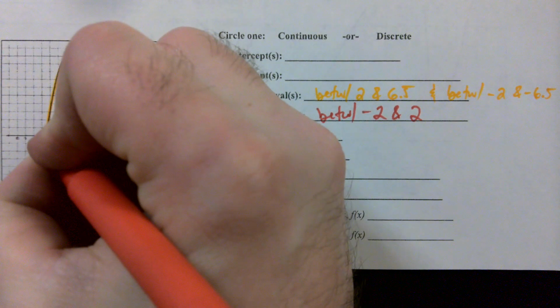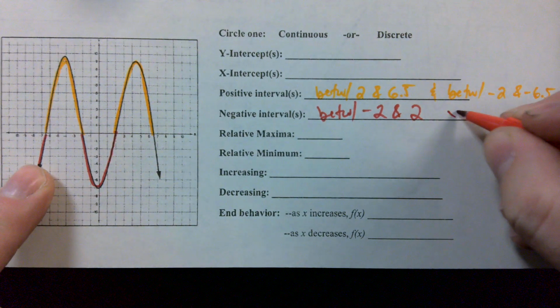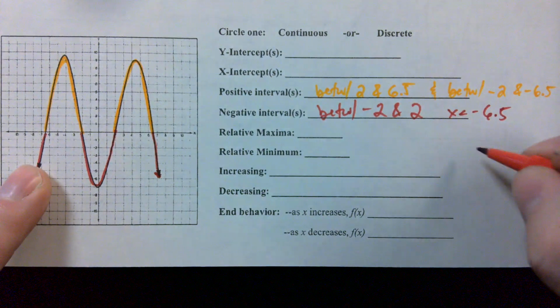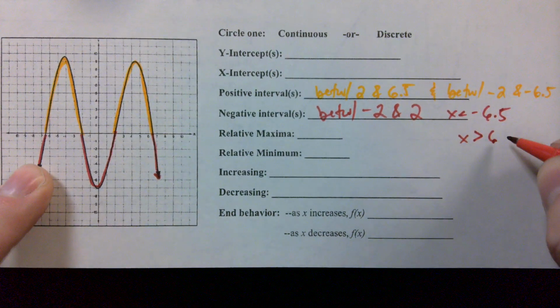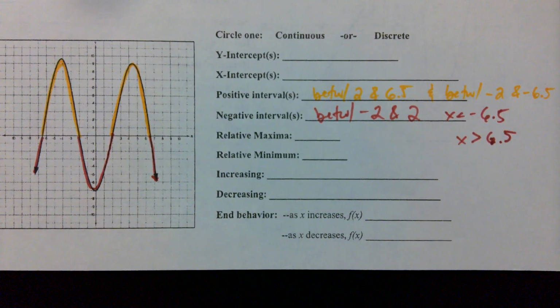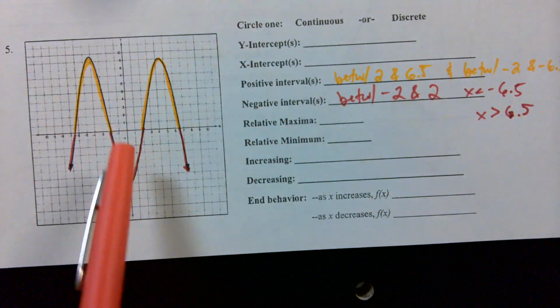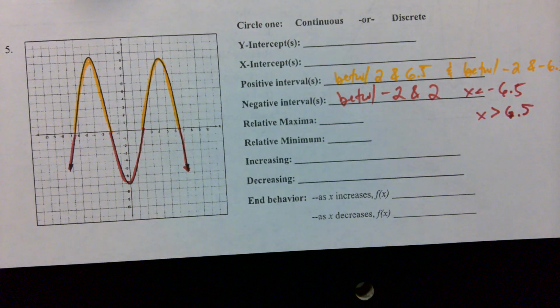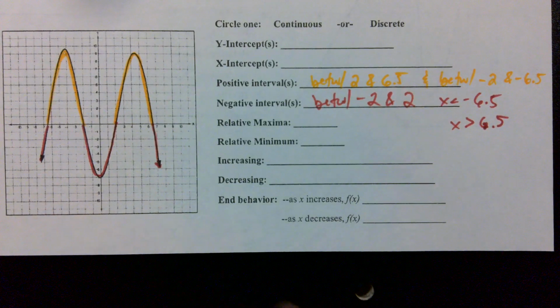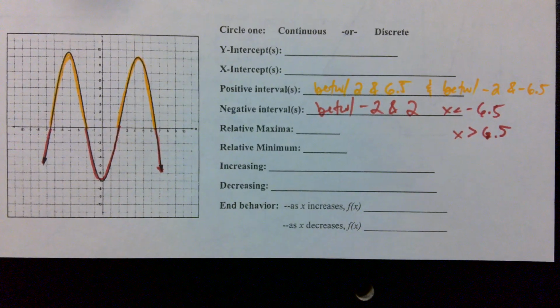But again, I still have a negative interval less than -6.5 and a negative interval greater than +6.5. So we got to make sure we're including all that. I'm going to tell you right now, on the test, it's going to be a shape like this, either a little M or a little W. So you got to be comfortable with multiple intervals both ways.